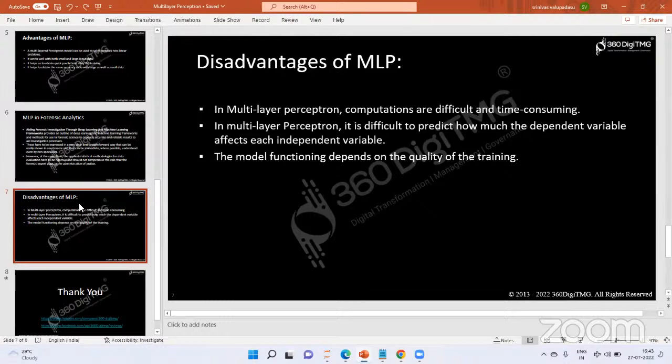So this is about multi-layer perceptron in forensic analytics. Today is the last day. We have finished 8 classes with respect to domain analytics. Forensic science is nothing but a detailed process of investigation, and it plays an important role in submitting evidence in court hearings. It will also suggest some techniques, such as how to secure our data, a way to store the data, etc.